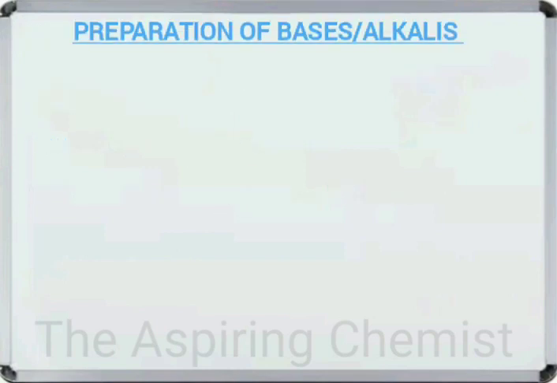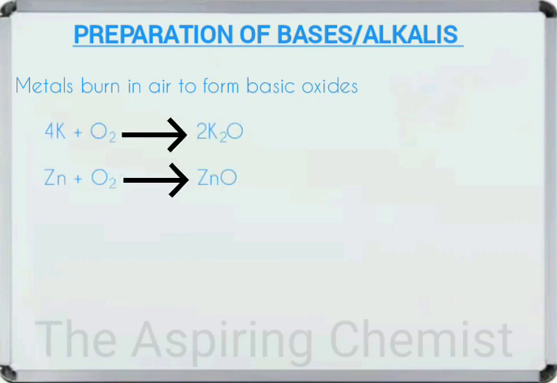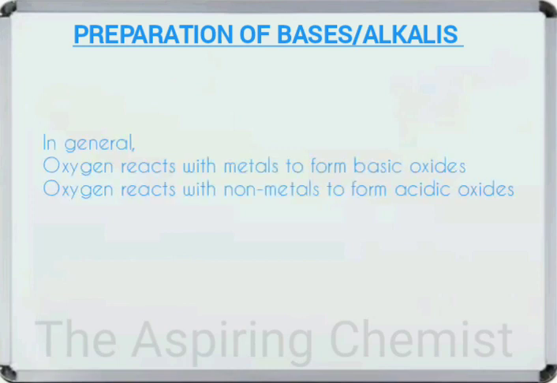Next, we're going to discuss the preparation of bases or alkalis. The first method I have here is when metals burn in air. So when metals like potassium or zinc react with oxygen, they form basic oxides. So in general, oxygen reacts with metals to form basic oxides, while oxygen reacts with non-metals to form acidic oxides.